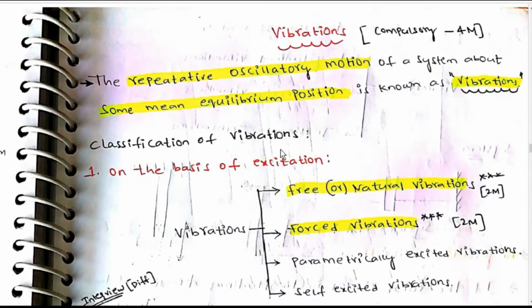Vibration subtopic. This is compulsory, as you will get 4 marks in GATE: either two 2-mark questions or one 2-mark question and two 1-mark questions. So let's go through it. The repetitive oscillatory motion of a system about some mean equilibrium position is known as vibrations.